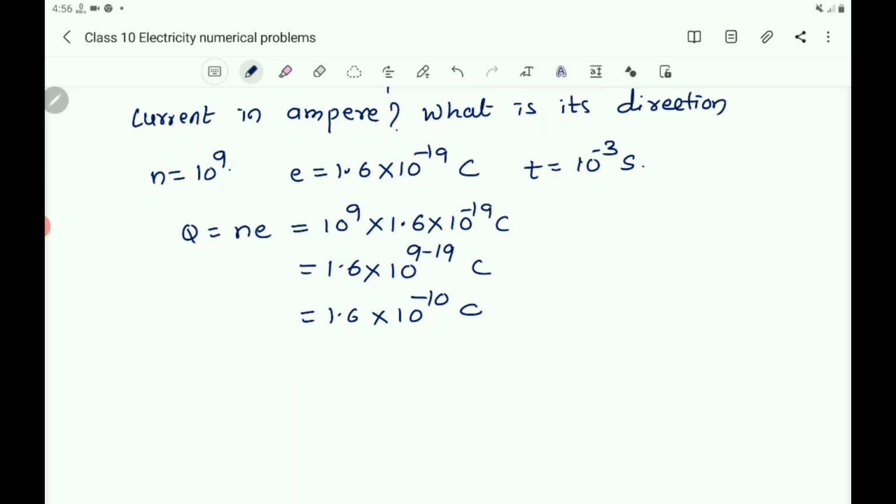Then current. So you take current I equals Q by T. Q is 1.6 into 10 power minus 10 C, by T. T is 10 power minus 3 seconds.